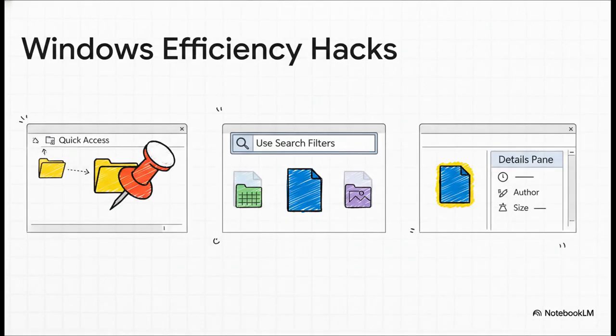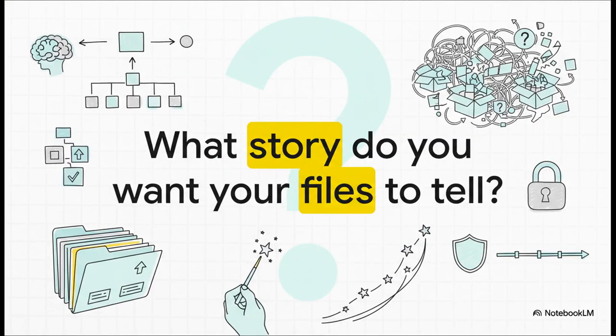And finally, let's supercharge your workflow with 3 quick hacks. First, pin to quick access. Just right-click your main project folder so it's always in your sidebar. Second, use search filters like *.pdf to instantly find specific file types. And third, enable the details pane so you can see a file's info without even opening it. Total game changer.